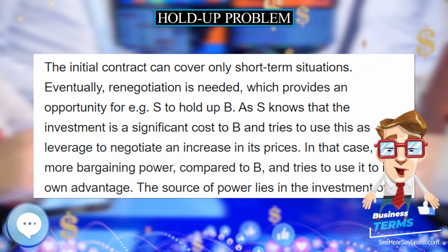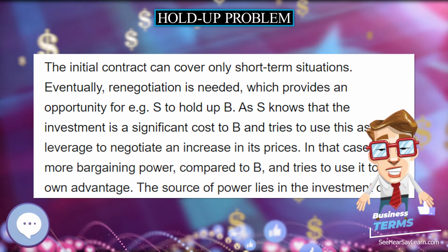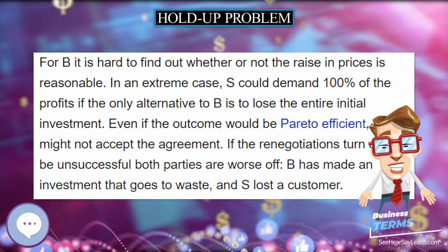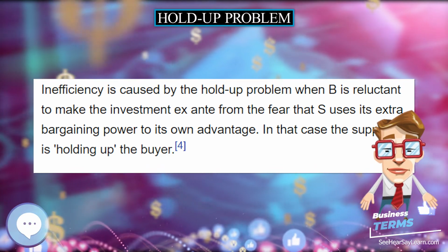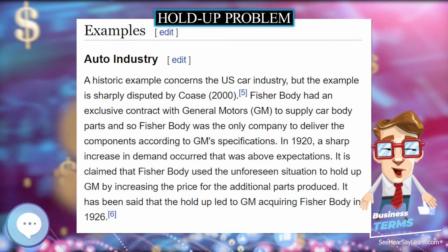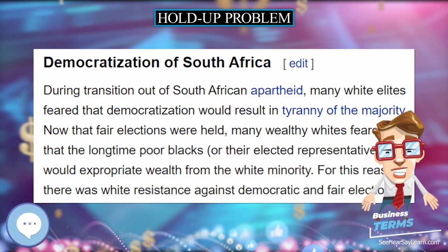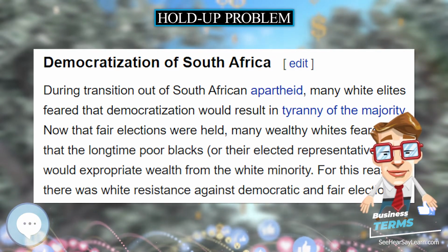Democratization of South Africa. During transition out of South African apartheid, many white elites feared that democratization would result in tyranny of the majority. Now that fair elections were held, many wealthy whites feared that the longtime poor blacks, or their elected representatives, would expropriate wealth from the white minority. For this reason there was white resistance against democratic and fair elections.